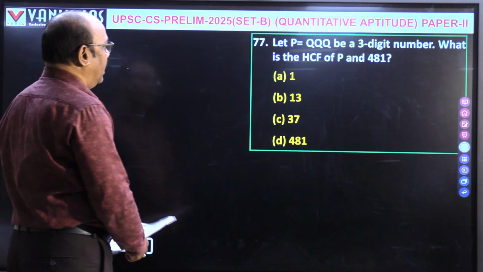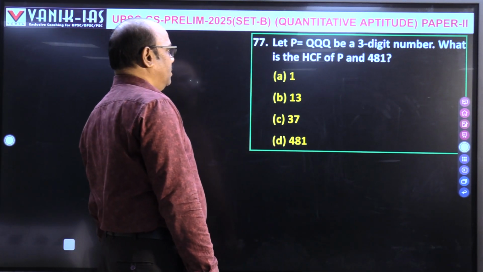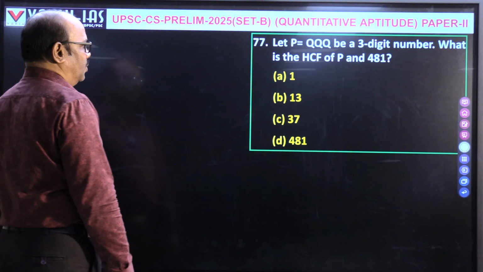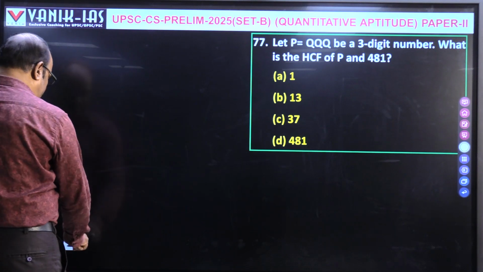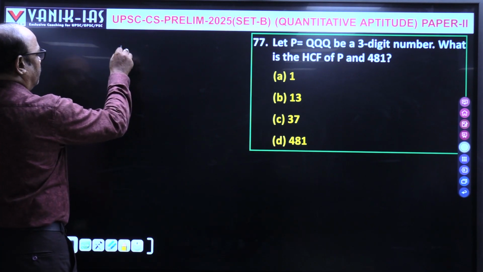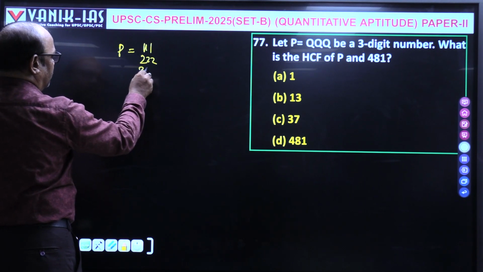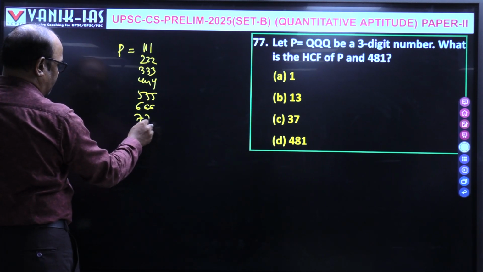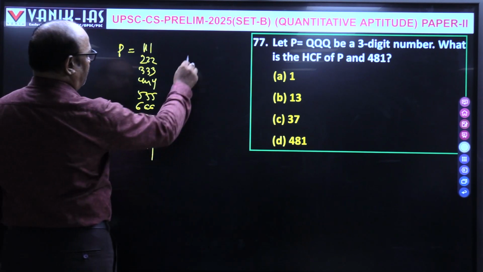Next question. Let P be a 3-digit number; what will be the HCF of P and 481? P is given as a 3-digit number, so any 3-digit number is possible. So let P equal 111, 222, 333, 444, 555, 666, 777, 888 and 999. Nine cases are there, and factorize 481.